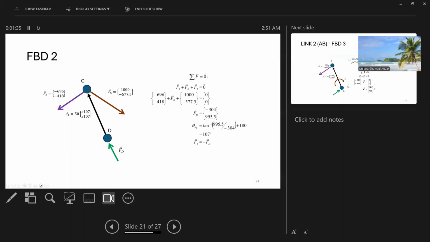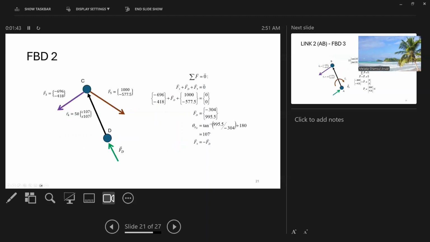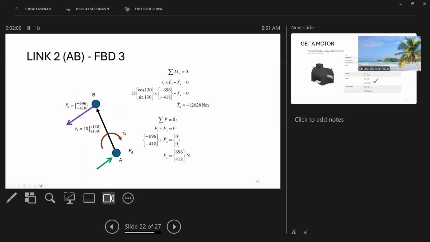Still here, after you have solved for F3, which is this one, you can also solve for FD. That FD will be the thrust that goes into link number 4. From there we find that the angle delta FD is 107 degrees.